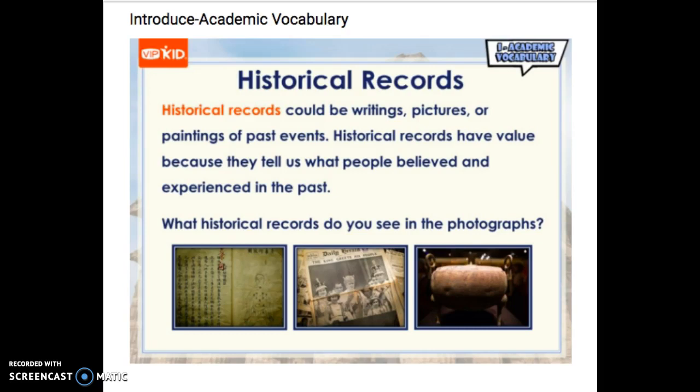Then at the end, we can play different games. Maybe I draw several pictures and students have to choose what a historical record is and what a historical record is not. Or possibly the students draw the pictures of what historical records are and are not in order to prove their understanding. And those are the 6 levels that we would go through, the 6 steps to teach academic vocabulary.